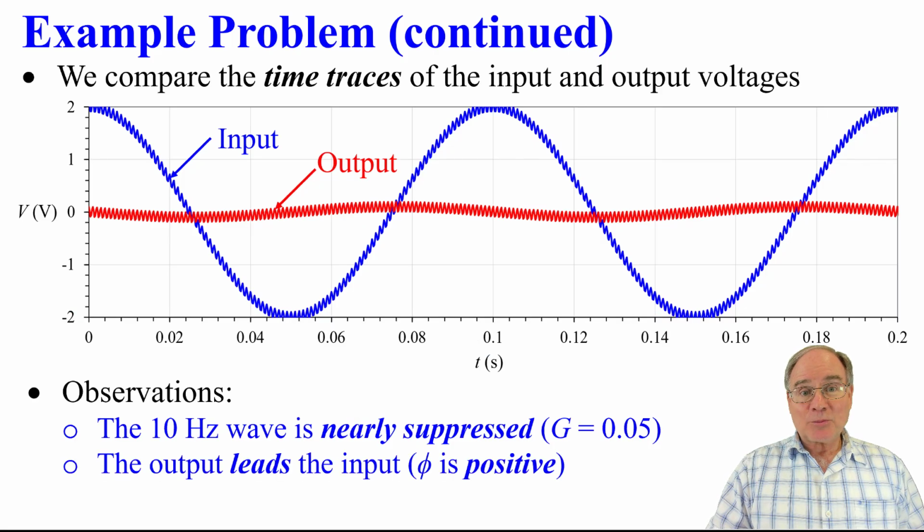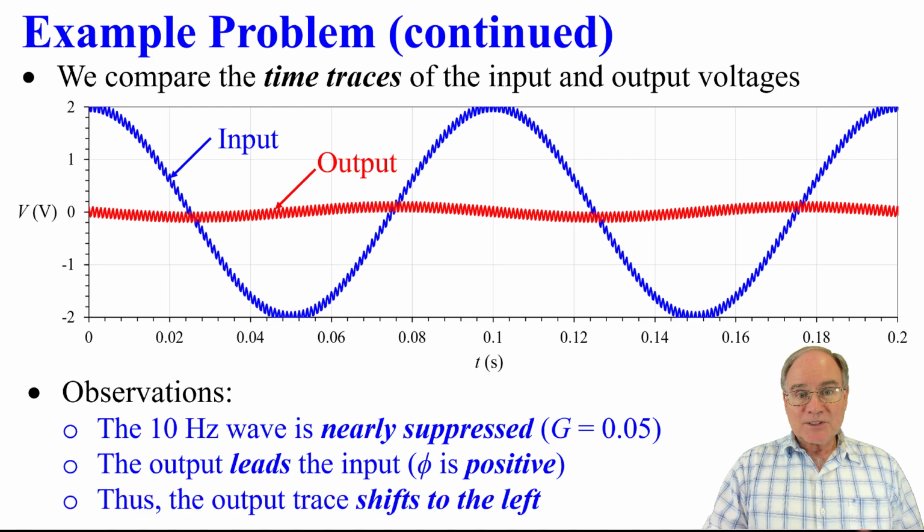Notice also that the output leads the input. There is a small amplitude at 10 Hz, and the peak occurs about here compared to the peak of the input. The output leads the input. In other words, the output trace shifts to the left.